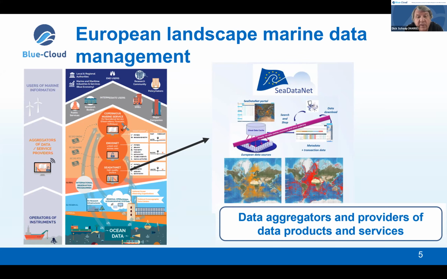If you look at the middle part, there are several data aggregators and providers of added value products and services, which have been built over decades in Europe. An important one is SeaDataNet. SeaDataNet is a network of the National Oceanographic Data Centers. Over time it has expanded. It now has more than 110 data centers that are all active in gathering the data that's being collected in situ and by remote sensing, and making this data more harmonized, available through discovery and access. That's illustrated here.